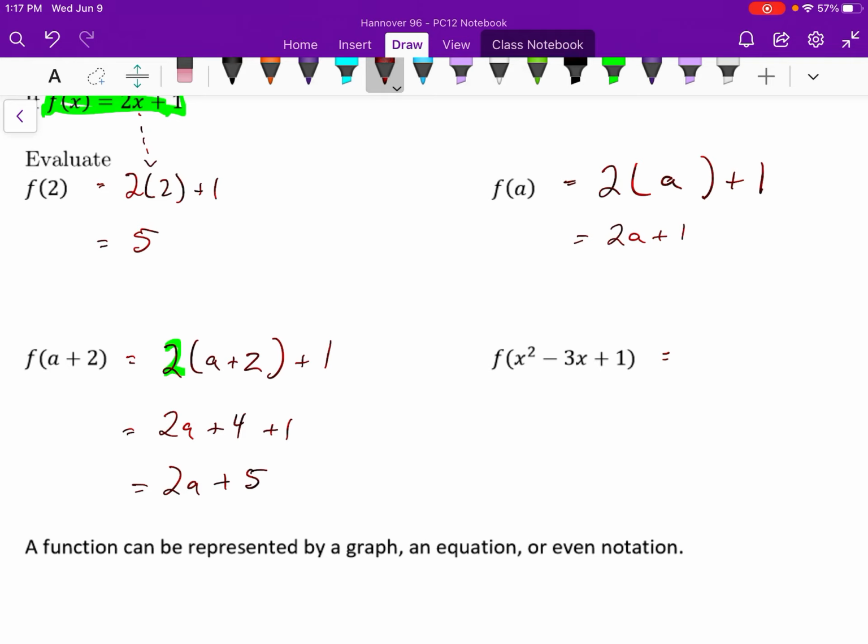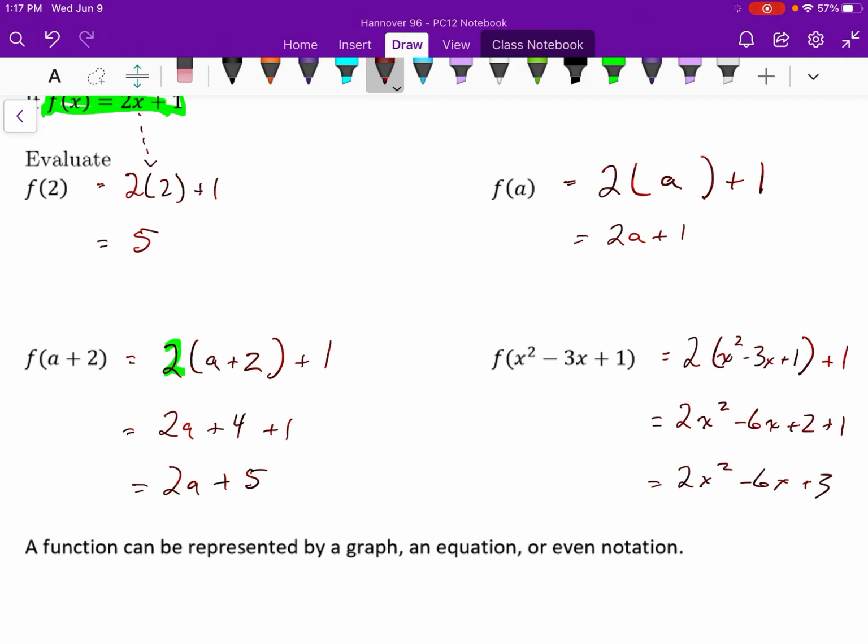Now, this is starting to get quite serious. But don't panic, it's the same. The f of x squared minus 3x plus 1 is simply 2 times my input plus 1. And my input is a little bit more complex, but it's the same process. The algebra is just getting a little bit trickier, but easily at our level.